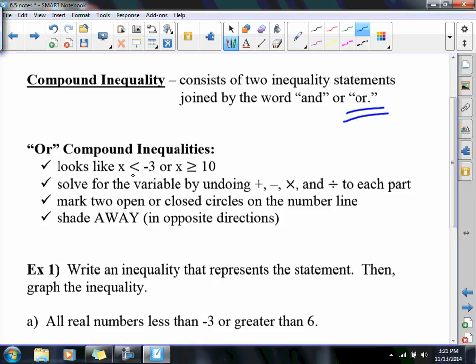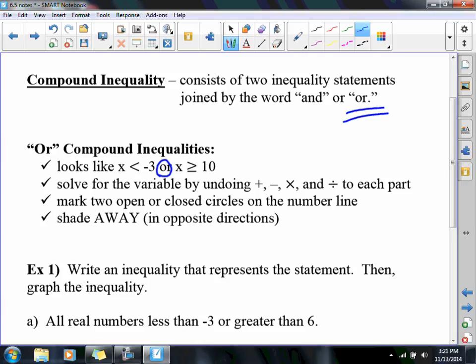x is less than -3, or x is greater than or equal to 10. So on the left side you have one inequality, and on the right side you have the other inequality, and OR is in the middle. So it's nice to know that these are OR compound inequalities and that they'll have the word OR directly in them. So any other type of compound inequality is automatically going to be an AND.